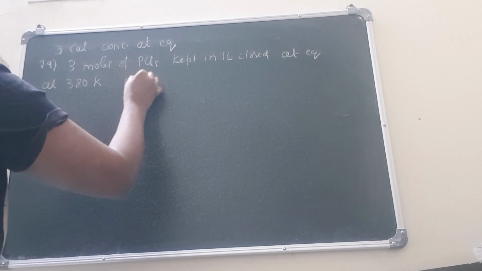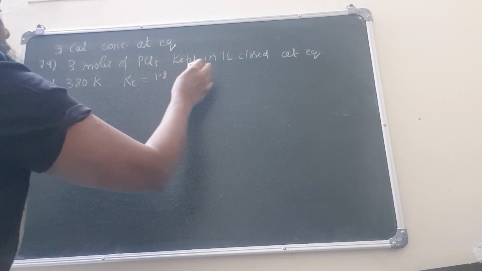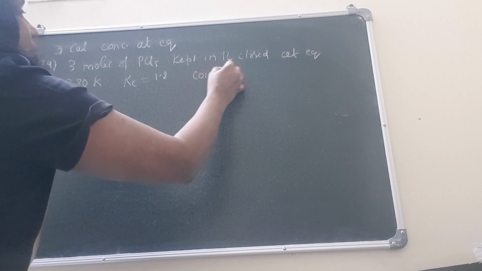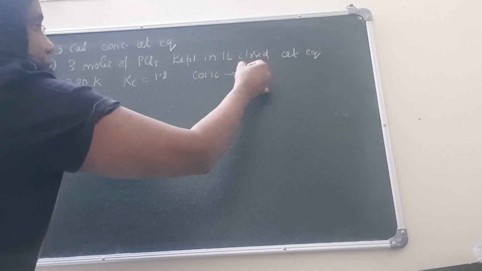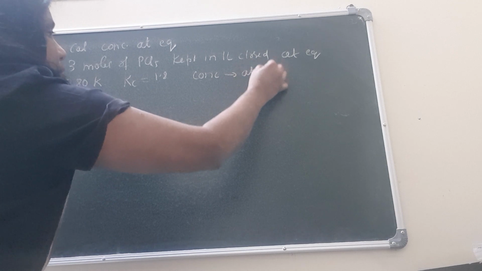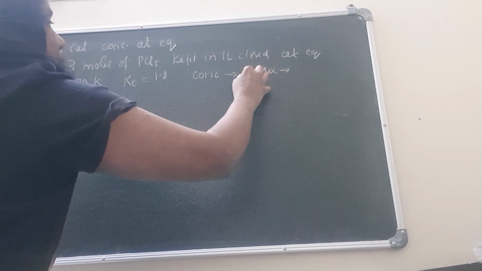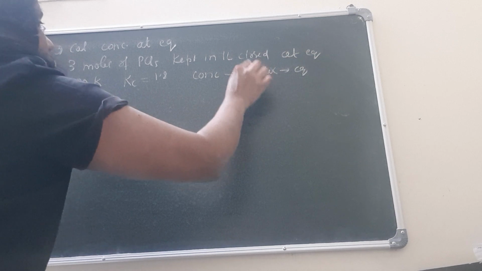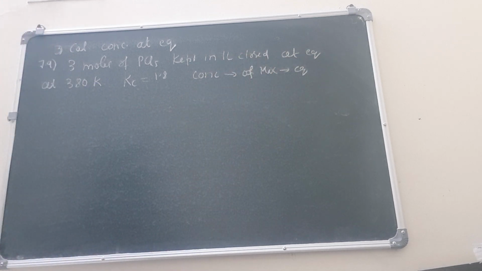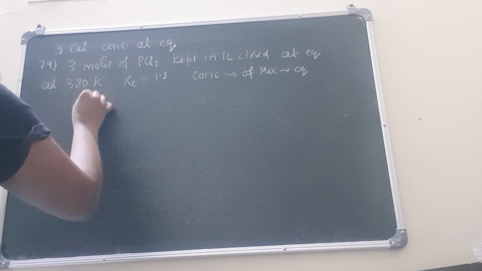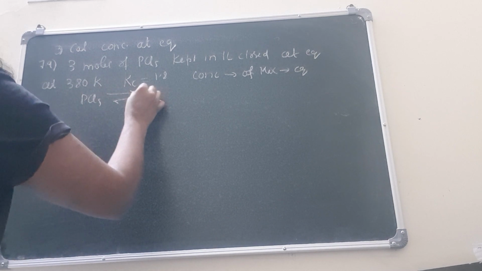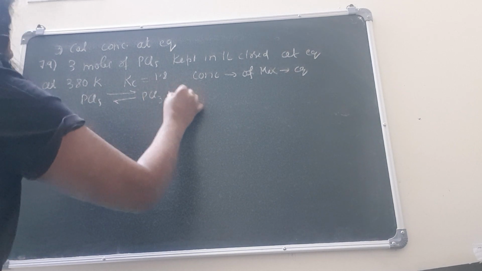So Kc is given to you as 1.8. You have to find the concentration of the mixture at equilibrium. That means once equilibrium is achieved, during the equilibrium state, what is the concentration of reactant and what is the concentration of product. And they have also given you the reaction. It is something like this: PCl5 goes to PCl3 plus Cl2.